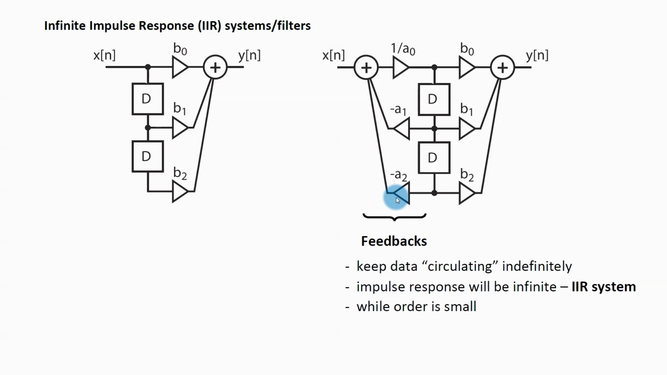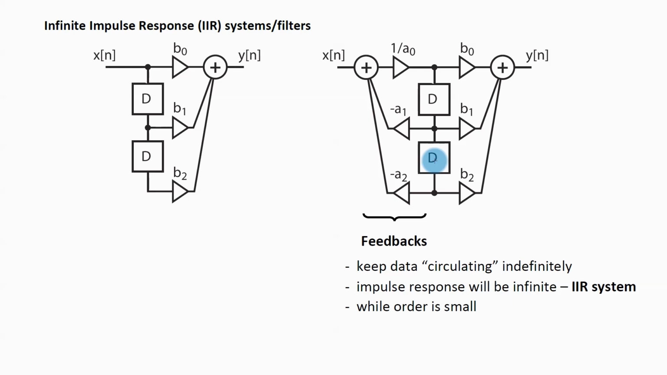The order of this filter is still given by the number of these delays, which is 2. So with order 2, I was able to create a filter with an infinite impulse response. I created so-called infinite impulse response filter, or an IIR filter, or if you prefer, an IIR system.